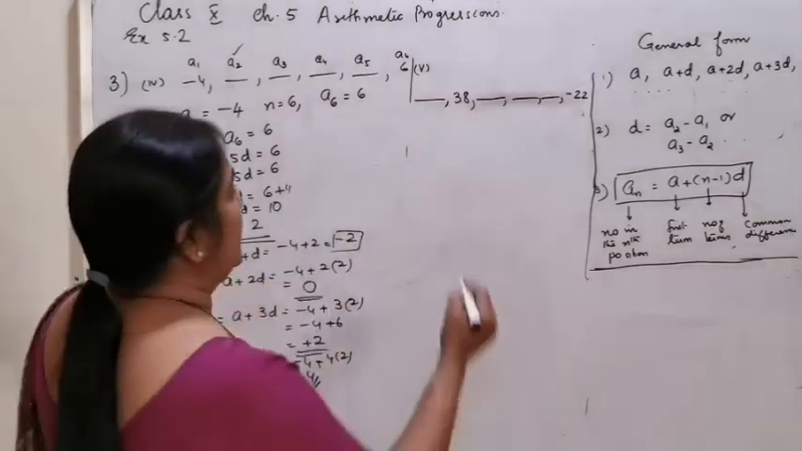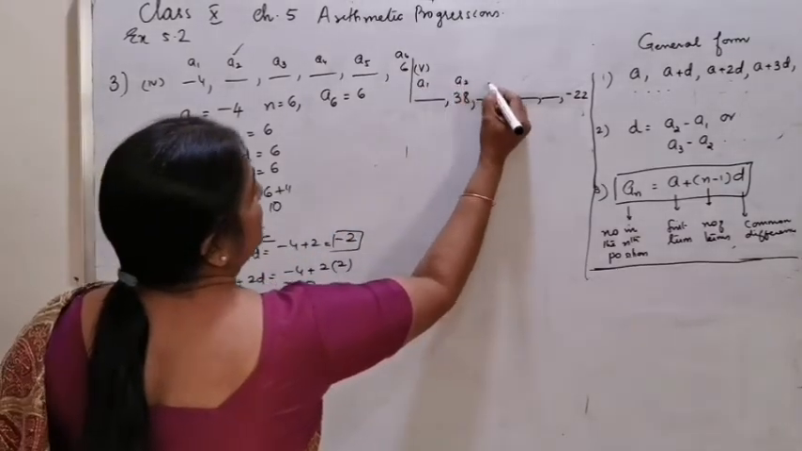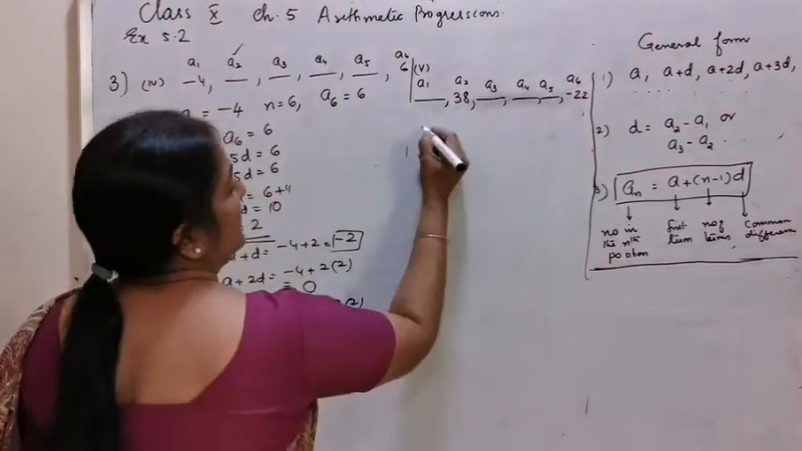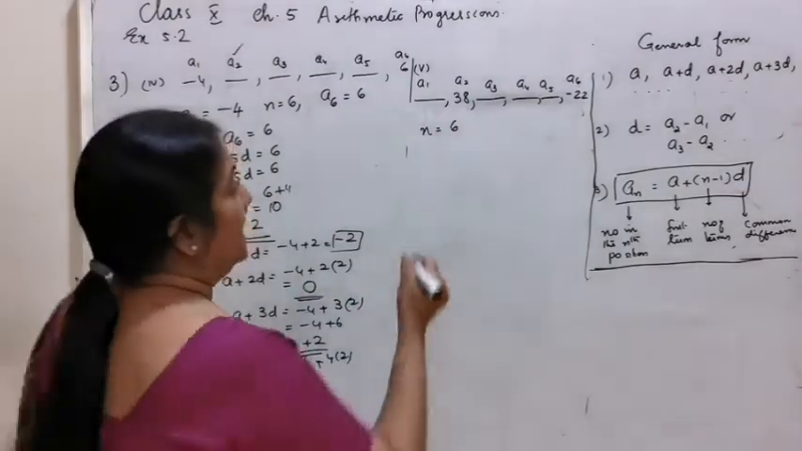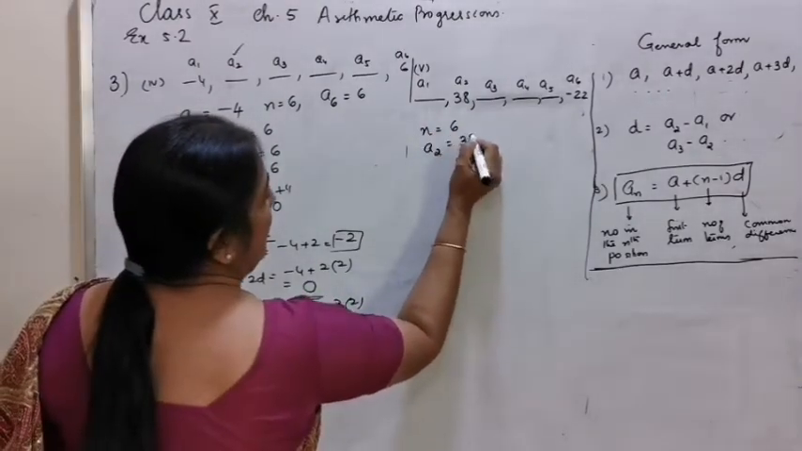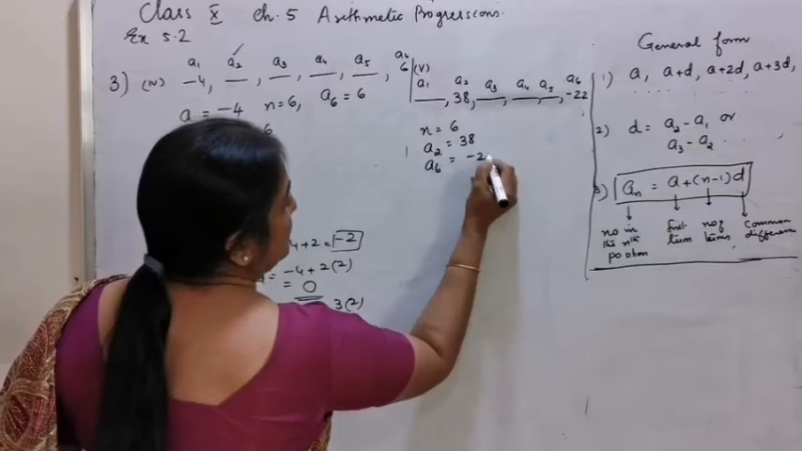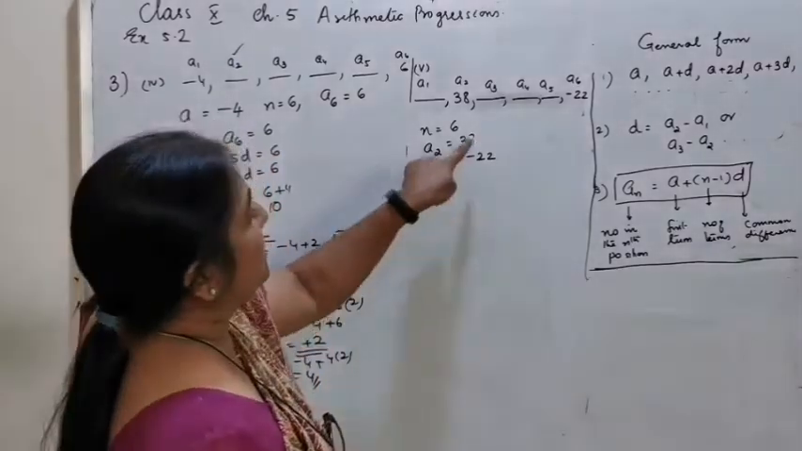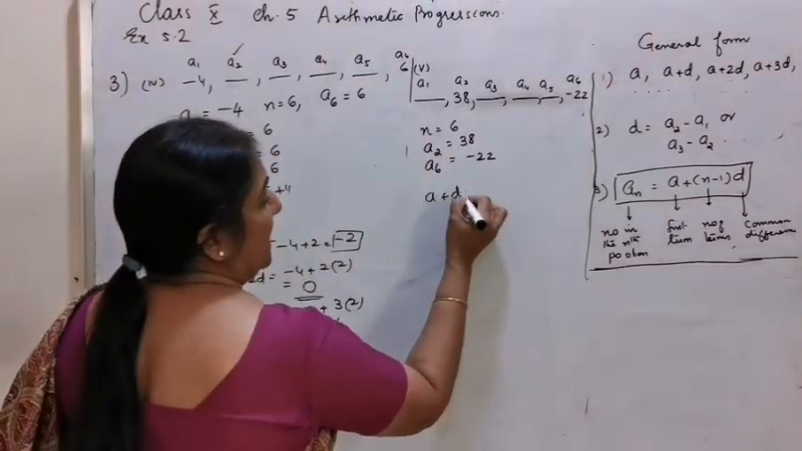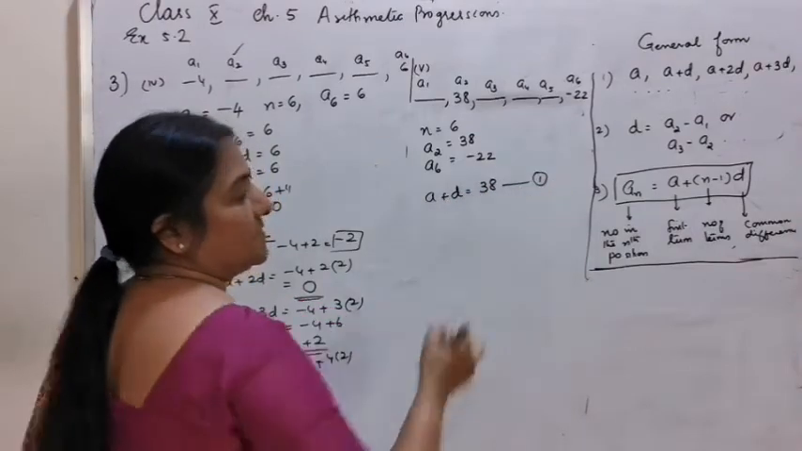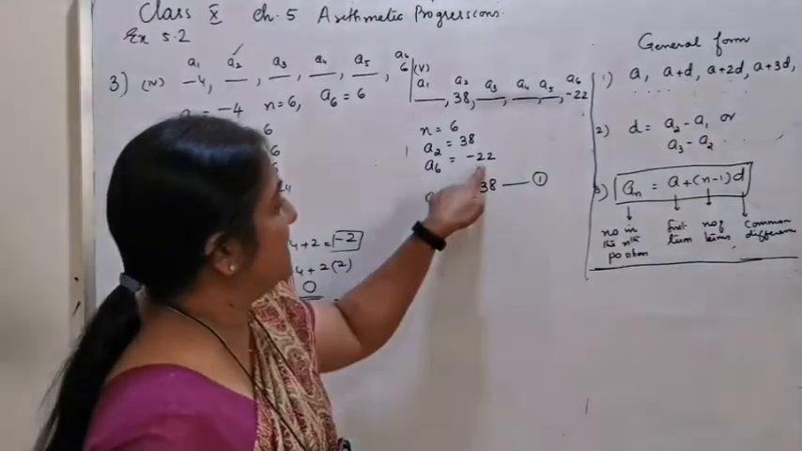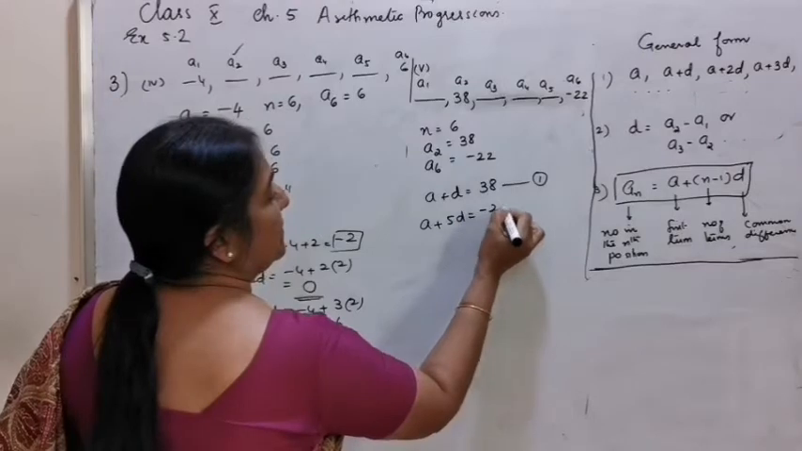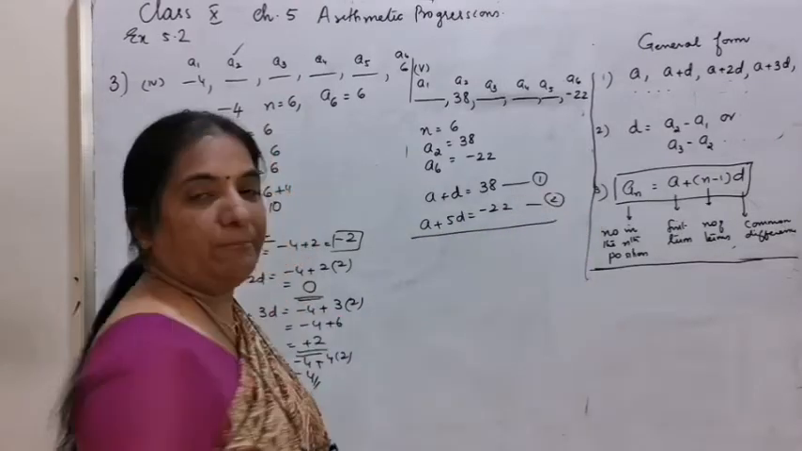Same way the fifth question is, mark it as A1, A2, A3, A4, A5, A6. That means there are 6 terms. You got the value of A2 as 38, A6 as minus 22. So you have to form 2 equations and then solve. A2 is equal to 38 means what's the formula? A plus D is equal to 38, equation number 1. A6 is equal to minus 22 means A plus 5D is equal to minus 22, equation number 2.